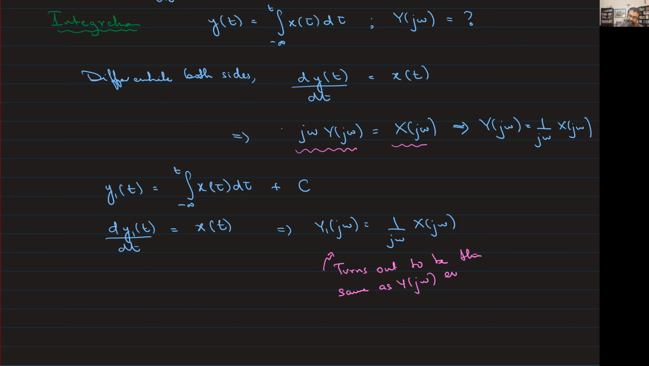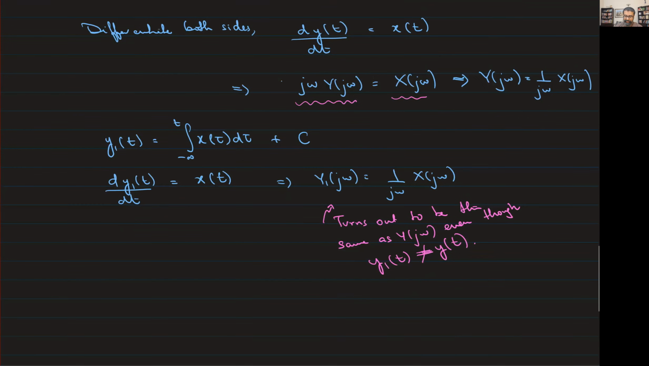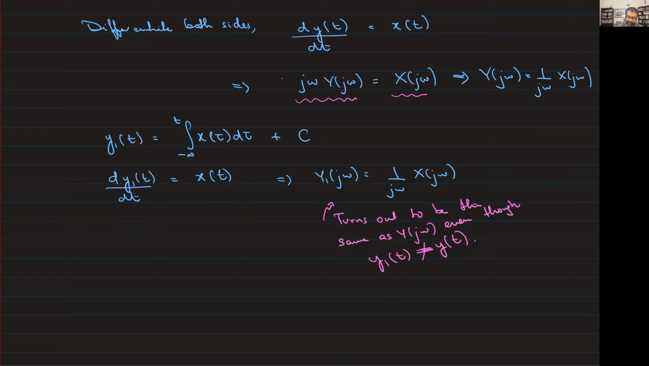Even though, and that's important, y1 of t was not equal to y of t, and that cannot be because the Fourier transform has to be a one-to-one mapping. So there's this constant that we need to cater for. And the problem precisely is at omega equals 0. So what is the final verdict then? This is something that I am not going to prove, but rather state.